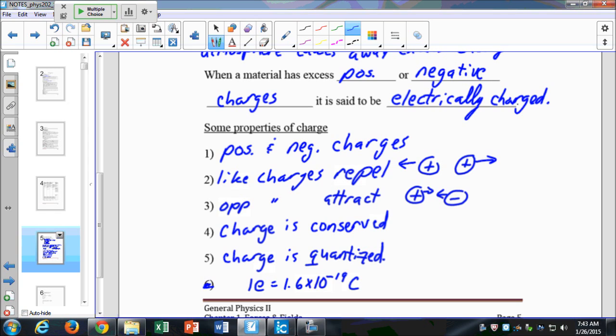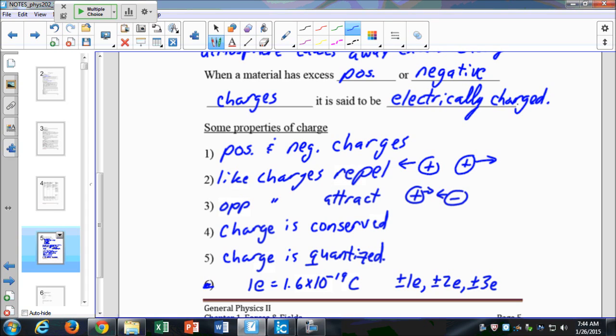It's an electron, or a what? So electrons and what have the same charge? Protons, right. So that's just the charge of an electron or a proton. It's the fundamental unit of charge, and you can't have a half of a proton or a half of an electron. So whenever we're talking about charge being quantized, that means it comes in fundamental units of plus or minus 1e, plus or minus 2e, plus or minus 3e, and on and on.